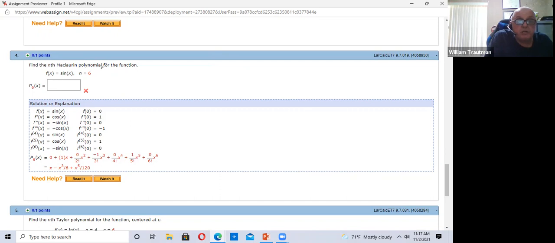This is the Maclaurin also, so I can't stress this enough. As soon as you see Maclaurin, you're going to say c equals 0. And we're dealing with the function sine x. Take the derivative. Here it says find the nth Maclaurin once again. Derivative of sine x is cosine x. Then the derivative of cosine x is negative sine x.